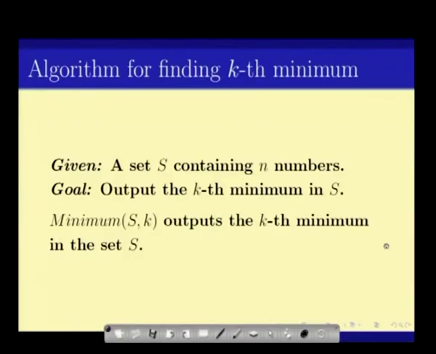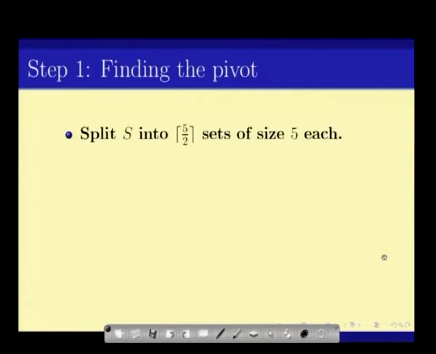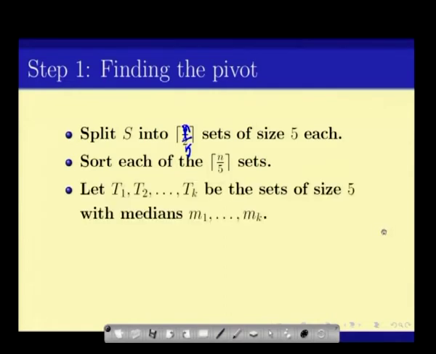So, let us just recap this algorithm. We have this Min(S, k) which outputs the kth minimum in the set S, and what do we do? We first split this set S, and after we have split it up, we sort each of these n by 5 sets individually. Then let S1 to Sk be the sets of size 5, and we have already sorted them. So, we find the medians of all of them, so it's M1 to Mk. So, T1 to Tk can be thought of as the columns that we have, and M1 to Mk are the medians.